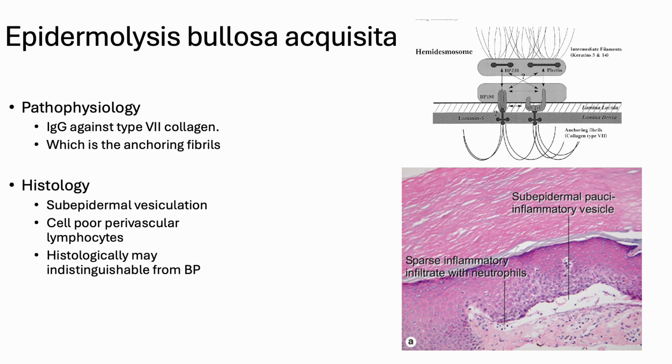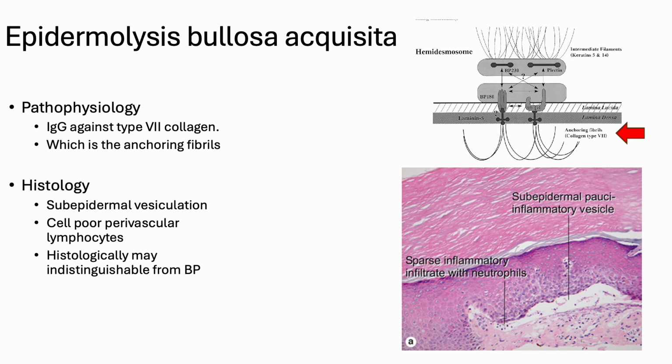For EBA, the pathophysiology is that the body generates IgG autoantibody against type 7 collagen. Type 7 collagen is a component of the anchoring fibrils. The location is here. You can see that instead of BP230 and BP180 on the top, which I hope you remember are the two antigens for bullous pemphigoid, this time the IgG is targeting type 7 anchoring fibrils. So that is the targeted location.